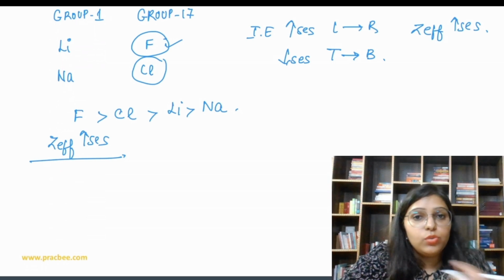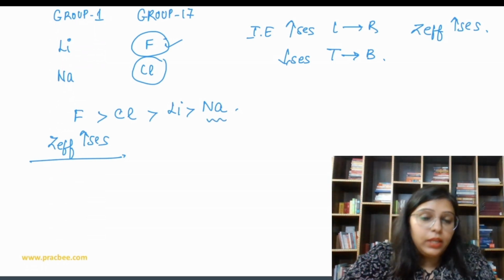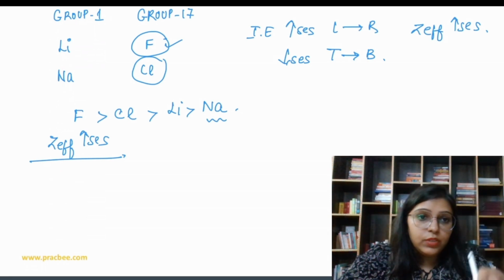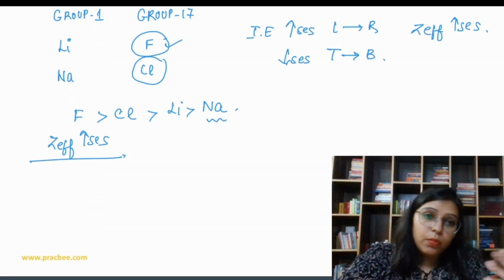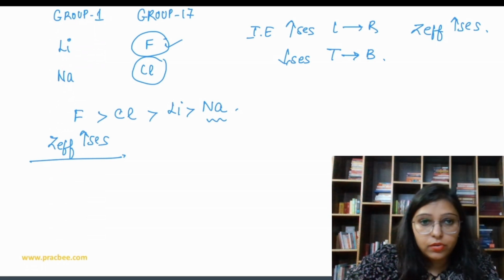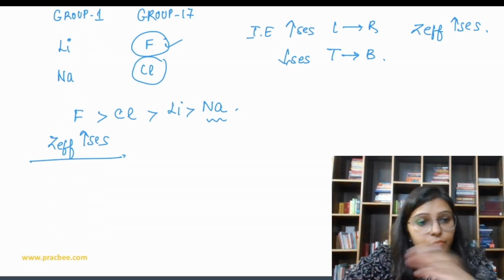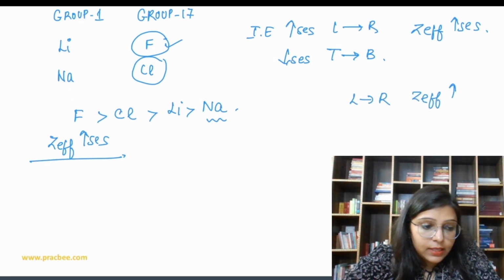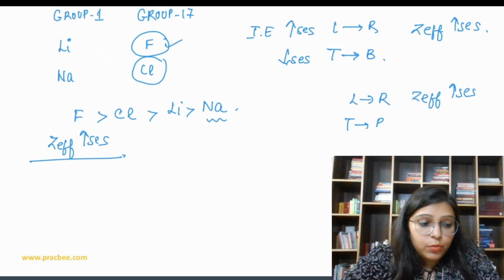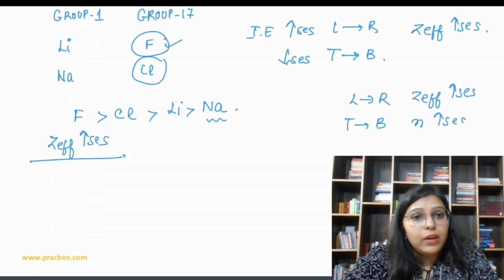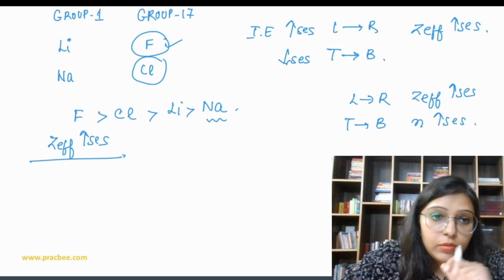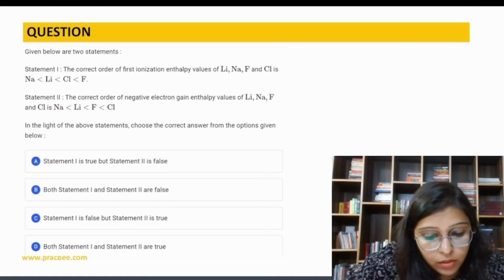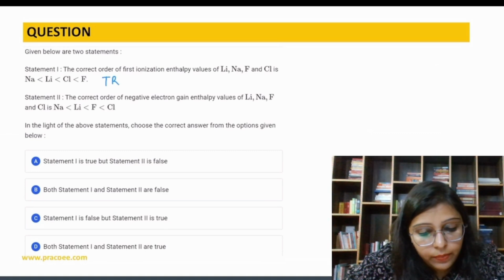Right? Why? Sodium's size is more in comparison to lithium. When we move down the group, the effective nuclear charge is almost constant, right? So on moving left to right, Z effective increases. You have to apply this concept. And on moving top to bottom, size increases. So you have to apply this concept in order to find the correct order. So here the answer is fluorine, chlorine, lithium, sodium. So yes, this is true then.